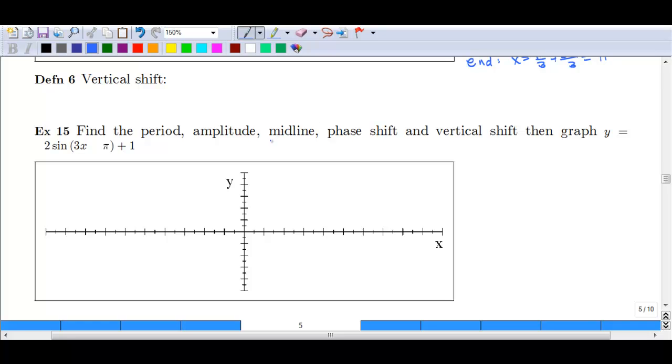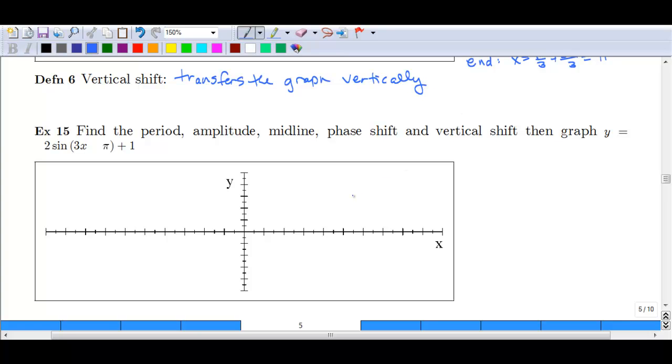So this second video for section 12.2 is going to discuss vertical shift. And vertical shift is pretty much what it sounds like. It transfers the graph vertically.